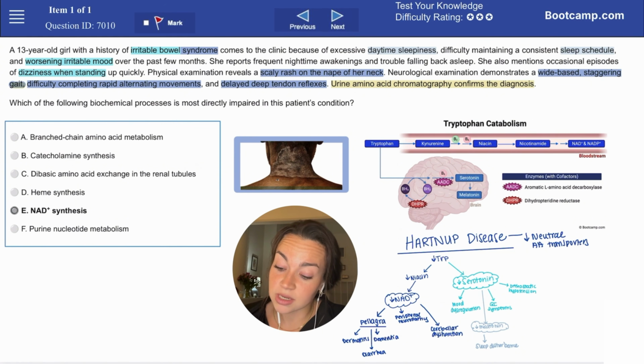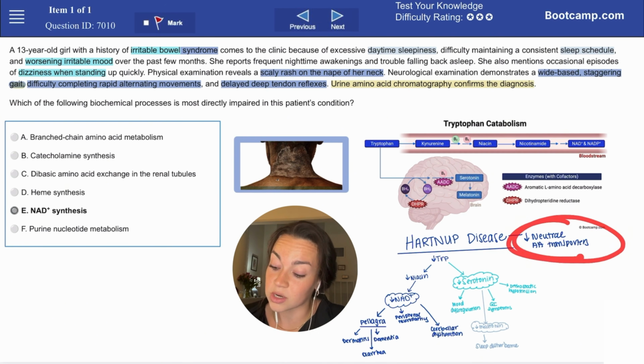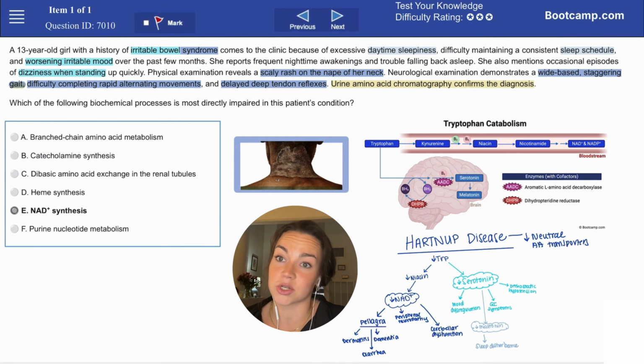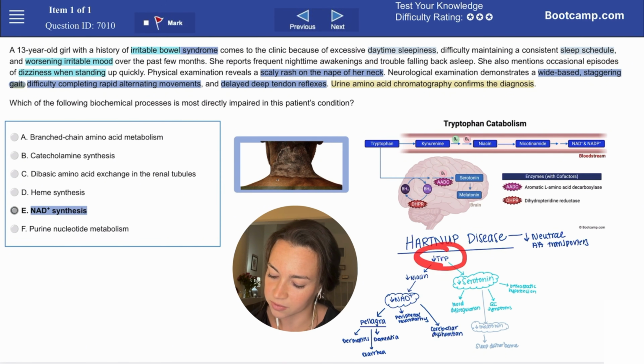And we used urine amino acid chromatography to confirm the diagnosis, right? To confirm the presence of those neutral amino acids in the urine, which normally shouldn't be there. They should normally be reabsorbed by those transporters that are deficient in Hartnup disease. So we know our answer is E. This patient has Hartnup disease, and one of the core metabolic defects was decreased NAD+ synthesis because of the absence of the upstream tryptophan and niacin.